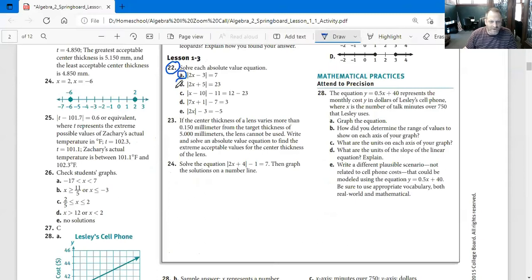All right, so let's go to B. So B, 2x plus 5 equals, absolute value equals 23. All right, so let's take these out. That looks like our centerpiece, doesn't it, guys?